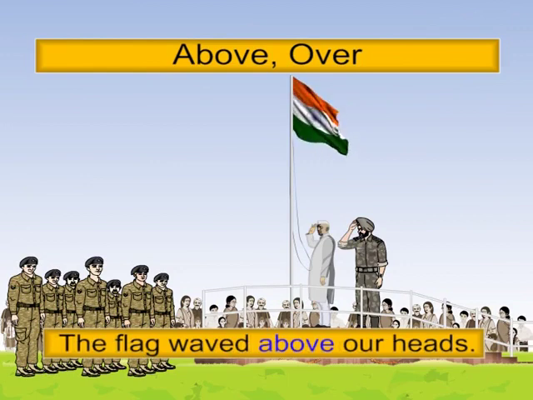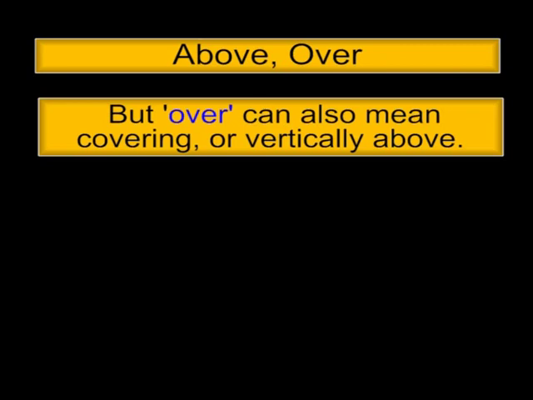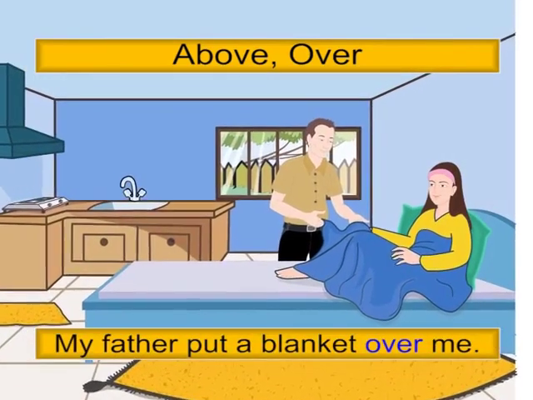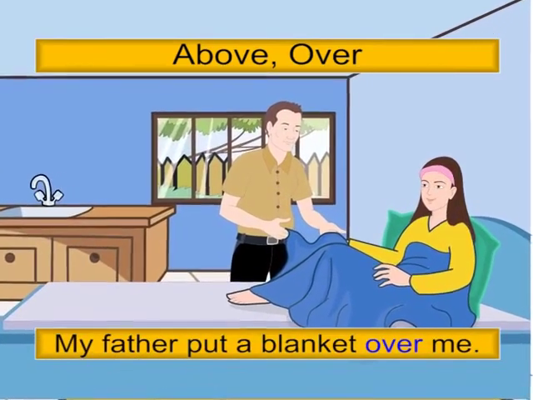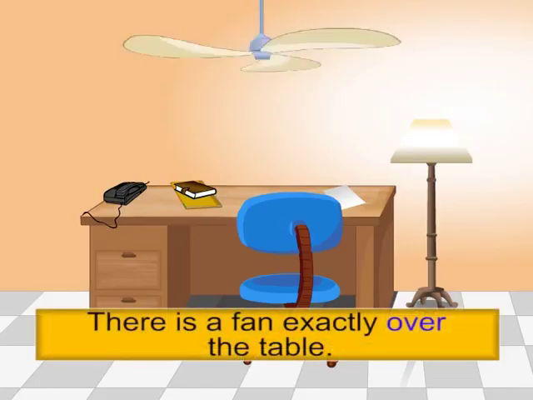The flag waved over our heads. The flag waved above our heads. But over can also mean covering or vertically above. My father put a blanket over me. There is a bridge over the stream. There is a fan exactly over the table.